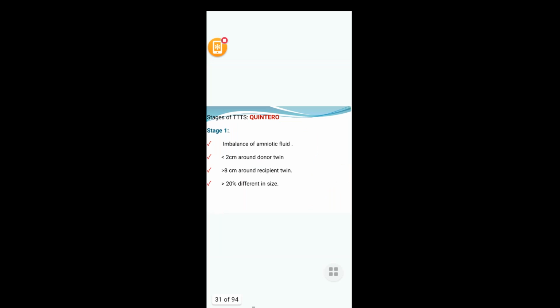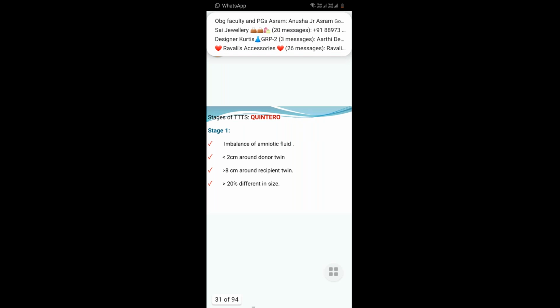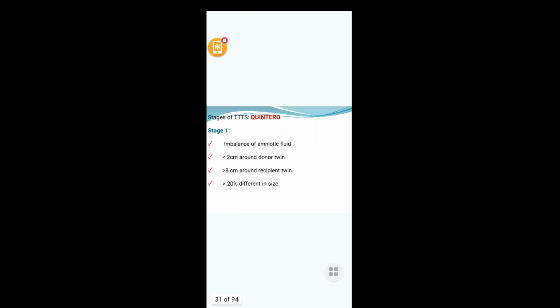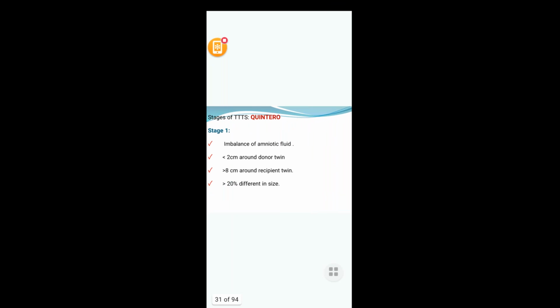When you see twin to twin transfusion syndrome on ultrasound, you need to know the different stages. Usually we have five stages. In the first stage, imbalance of amniotic fluid is seen on ultrasound: less than 2 centimeters around the donor twin and more than 8 centimeters around the recipient twin. That is your amniotic fluid content, a single pocket measurement.